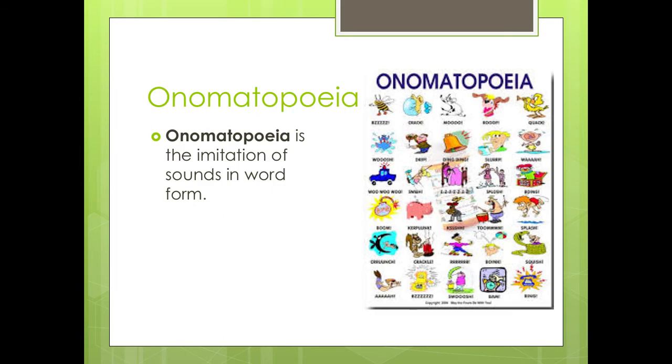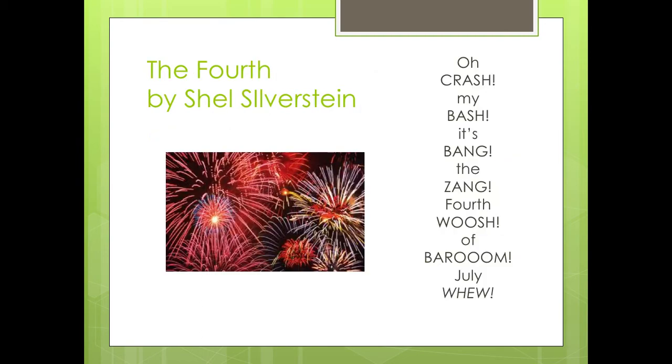In poems, you might see things like onomatopoeias. This is a really big word, but I know it is taught in our kindergarten poetry unit. Onomatopoeias are those sounds and noises, like bang, crash, bash. This is "The Fourth" by Shel Silverstein, and this poem has onomatopoeias, those sound noises.